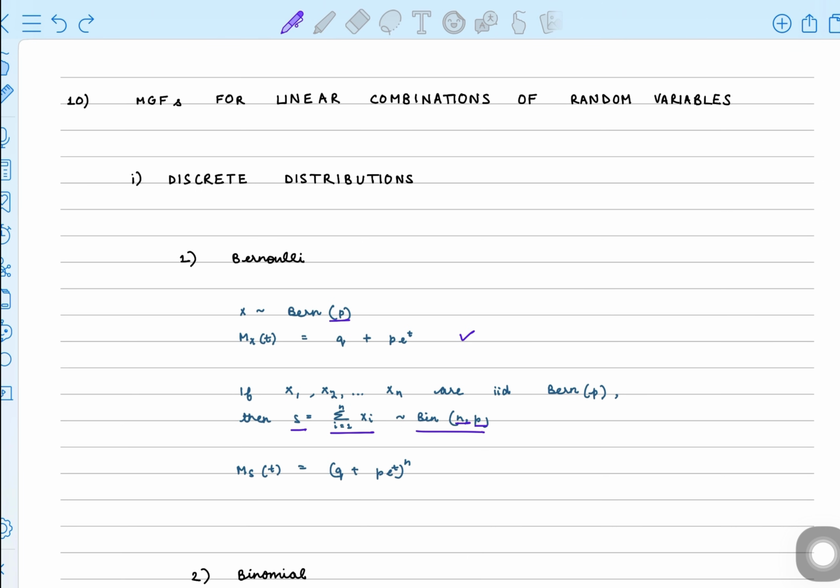Now, as we know, the MGF for the linear combination of a random variable is given by taking the product of the individual MGFs for each random variable. This gives us our final MGF for s as q plus p into e to the power t, whole to the power n. This is the same as the MGF for the binomial distribution.